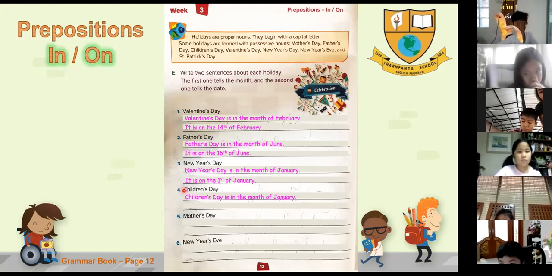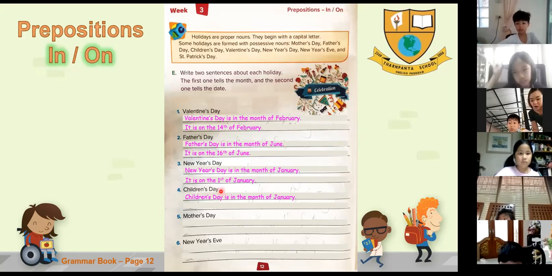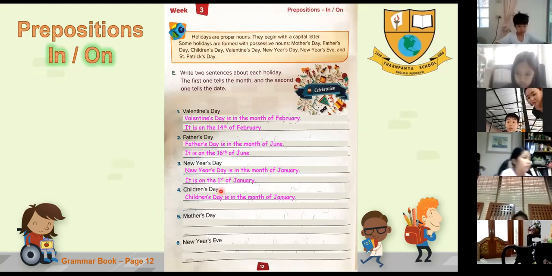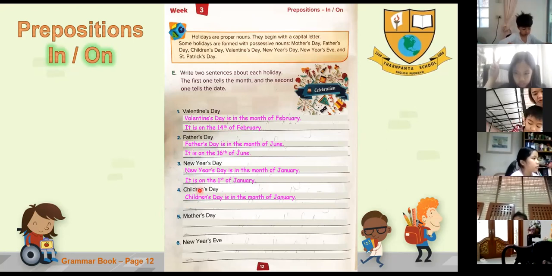Okay, let's complete the second part of the holiday number 4, Children's Day. I'll help you with the date. Children's Day happens in January, and the date is the 12th. So how do we write the sentence using the date, January 12th?